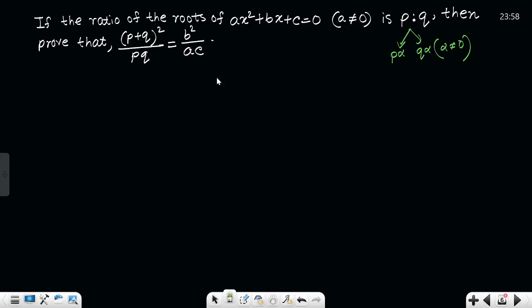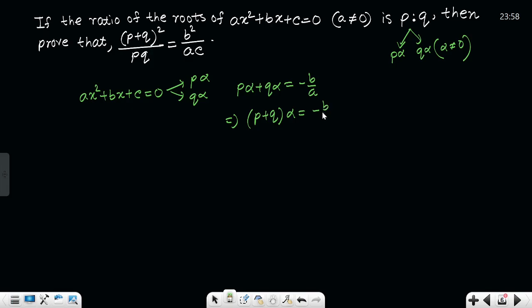Clear? So now, if the equation is ax square plus bx plus c equal to 0, its roots are p alpha and q alpha, what we can write according to the sum of the roots formula, that p alpha plus q alpha is equal to minus b by a, right? So from here we can take alpha common, so p plus q whole into alpha equal to minus b by a. So we will get alpha is equal to minus b by a into p plus q. Clear? We can write it.